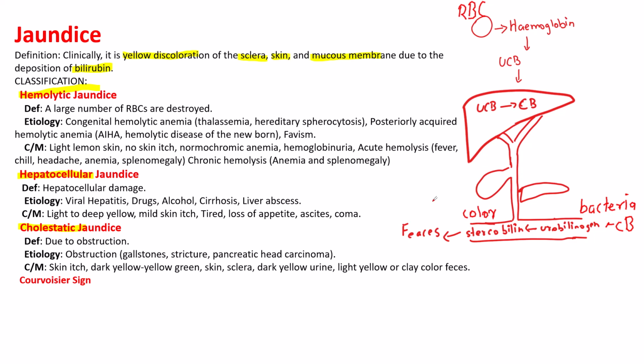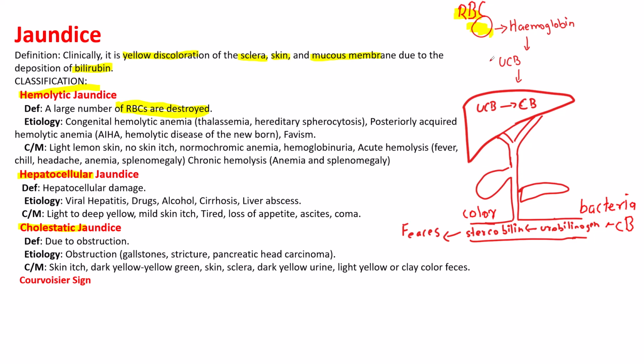Now we are going to discuss the types of jaundice. First, we have the hemolytic jaundice, in which a large number of red blood cells are destroyed. In this hemolytic jaundice, we have a problem here. Due to some disease, a large number of red blood cells get destroyed in our blood.